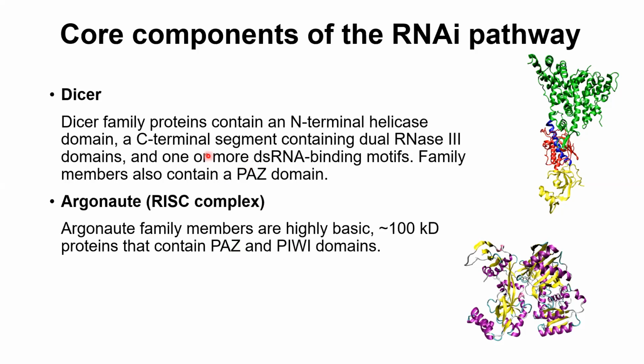And as I said, dicer has 3 domains, and it has double-stranded RNA binding motifs. These are just some structures you could see. Mostly they are alpha helices in the structures with some occasional beta sheets. We do not need to go into the detail, but if we compare the two structures of dicer and argonaute, we could see that argonaute has more beta sheets. Like you can see, the beta pleated sheets.